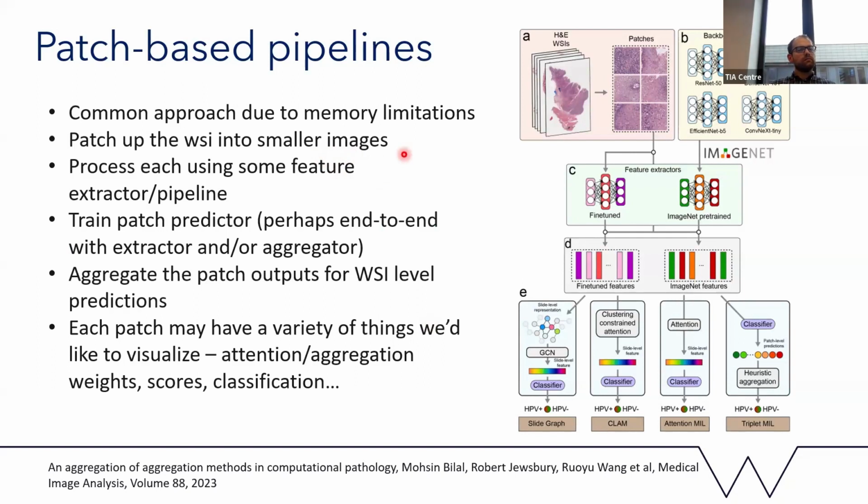A very common kind of pipeline in computational pathology is a patch-based pipeline, which is used due to memory limitations. So you essentially patch up the whole slide image. You process each patch using some sort of feature extractor, potentially trained end-to-end. You then train a patch predictor or scorer, potentially end-to-end with your extractor or your aggregator. And then in the end, you aggregate these patch outputs for your whole slide prediction.